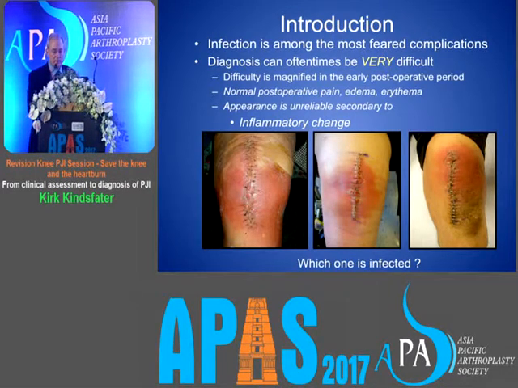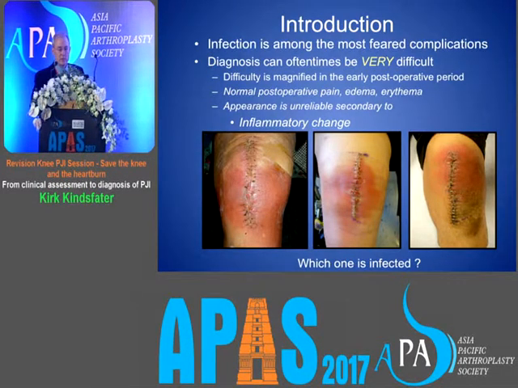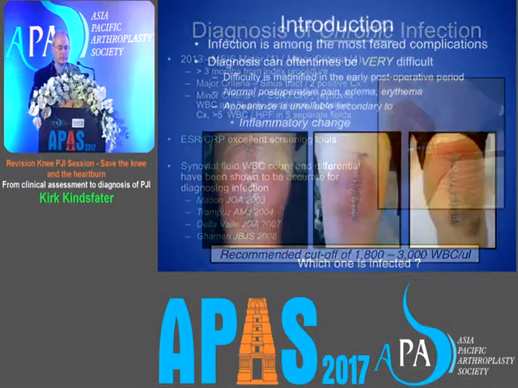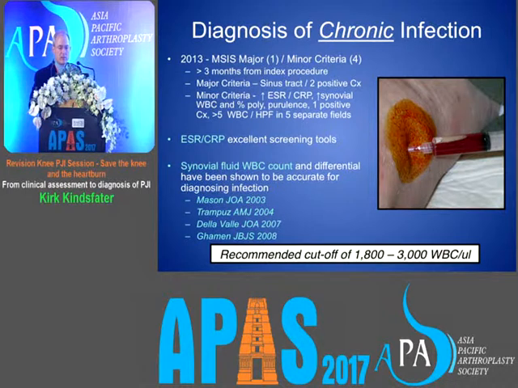So we know that infection is one of the most feared complications. Diagnosis can oftentimes be very difficult, and the difficulty is magnified in the early postoperative period because people have normal postoperative pain, they have edema, they have erythema, and the appearance is unreliable because of the inflammatory change. So which one of those knees is infected, or are any of them infected? It's difficult to tell. So diagnosis of chronic infection, we'll just touch on that.